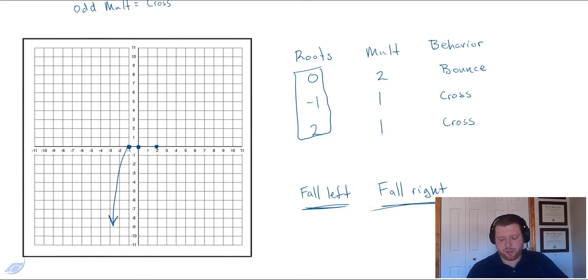I know that I'm falling to the right, so I'm going to go to my rightmost point, which in this case is +2, and I'm going to fall downwards there. Now, if we start at that 2, we have two options, right? We can either continue going up, or we can bounce off the axis and go back down. Well, let's look at our behavior. We know that at 2, we have to cross the axis, so I'm going to go up from there. Same thing at -1. At -1, we also have to cross, so I'm going to go up from there.